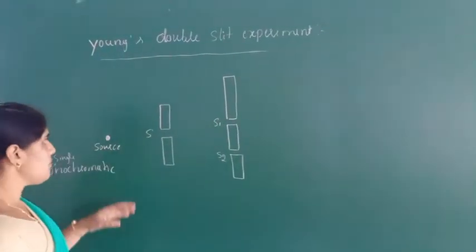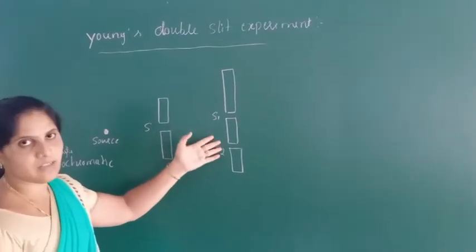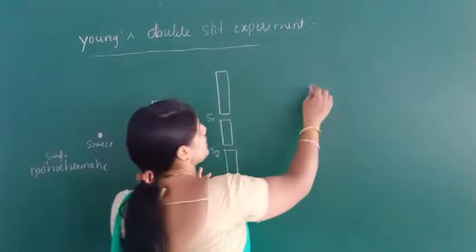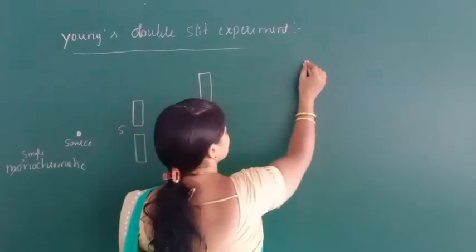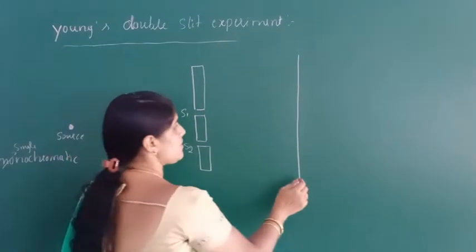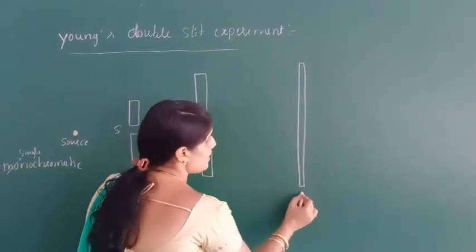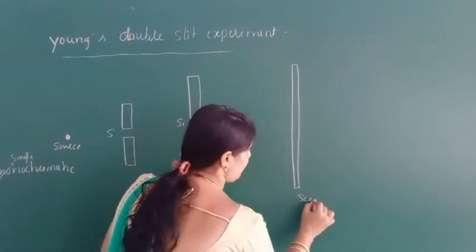So when light from the source is incident on the single slit, after this it is incident on the double slit. So an interference pattern is obtained, and this interference pattern is observed with the help of the screen. This is known as the screen.